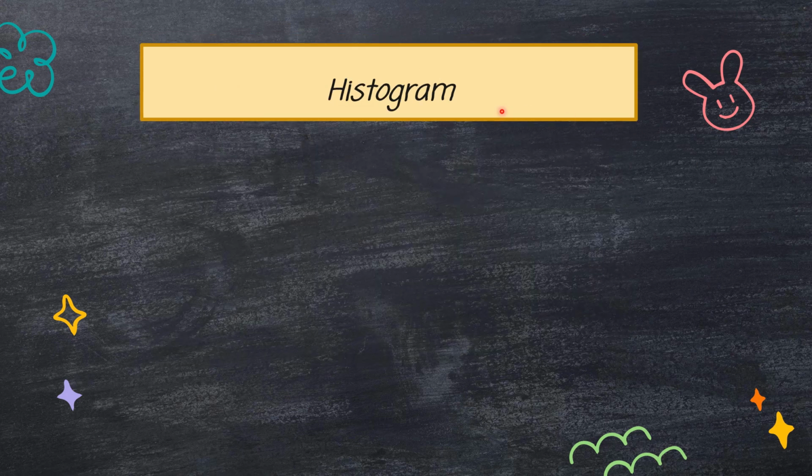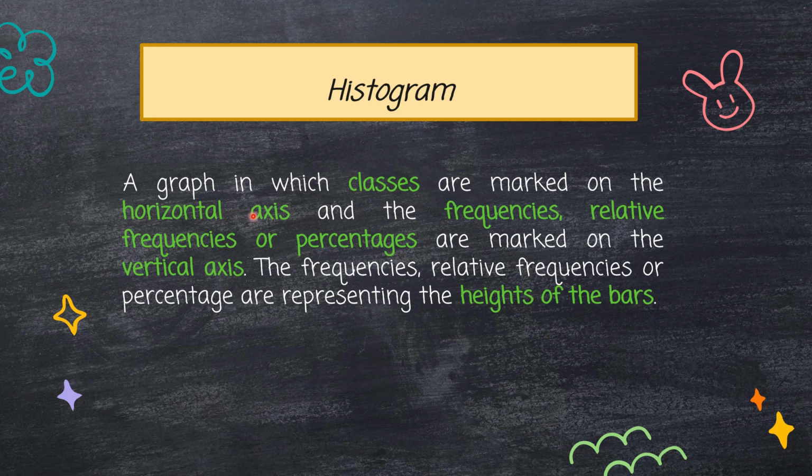Histogram. A graph in which classes are marked on the horizontal axis and the frequencies, relative frequencies or percentages are marked on the vertical axis. The frequencies, relative frequencies or percentages are represented by the height of the bars.